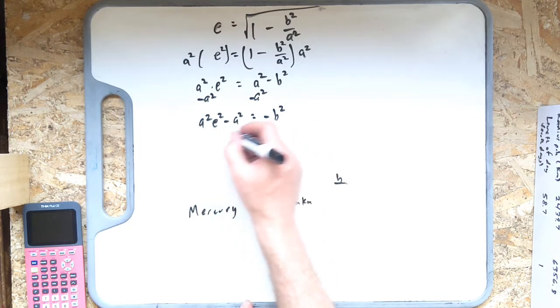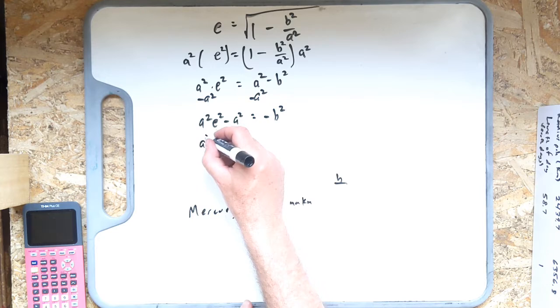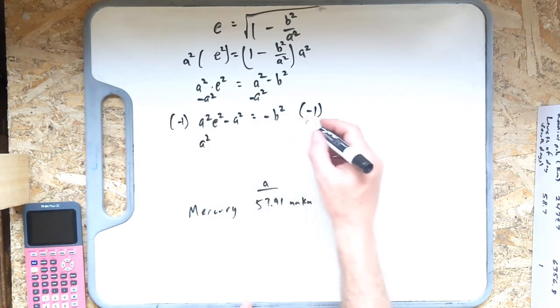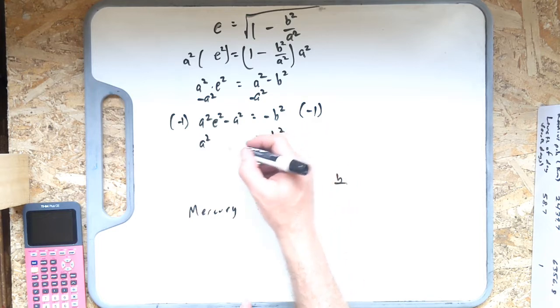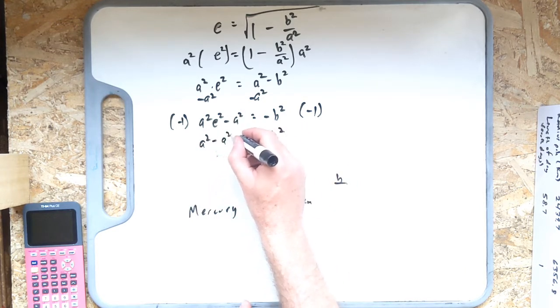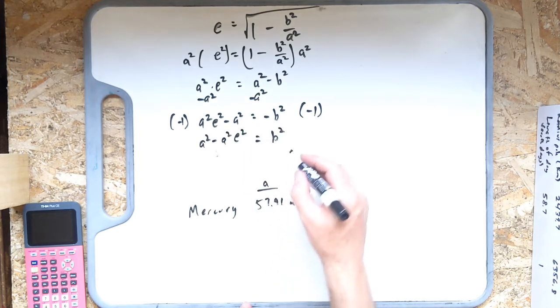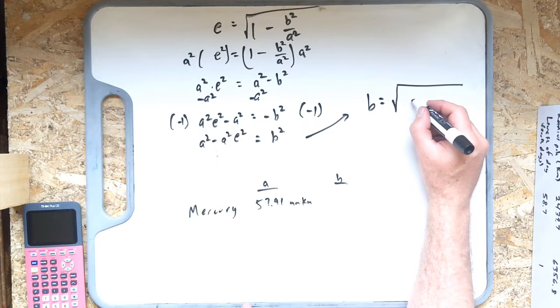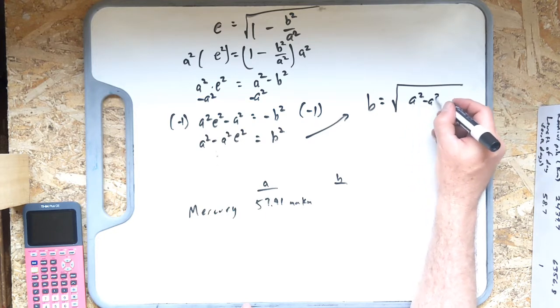And I'm actually going to take the a squared out at the same time. So a squared times, multiply both sides by negative 1. And you get b squared equals a squared minus a squared e squared. And then finally take the radical. And you get b is radical a squared minus a squared e squared.